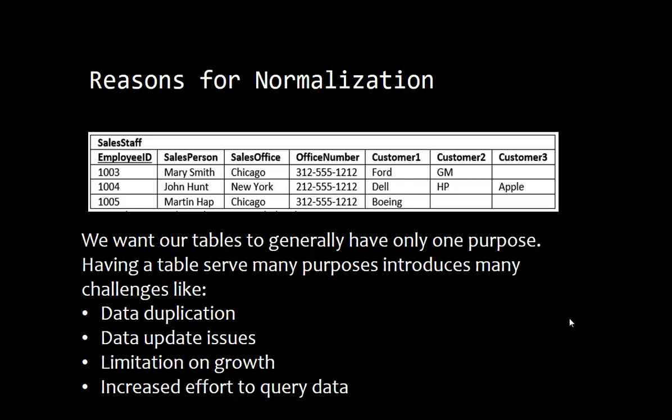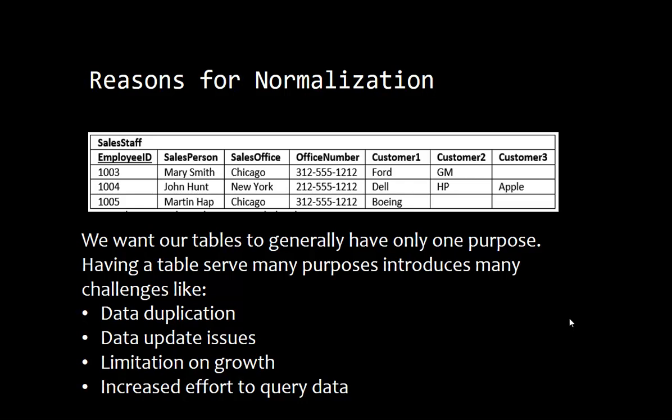Data update issues. What happens if all of a sudden the sales office in Chicago changes its phone number? We have to now modify that in every record that has Chicago on it. That might not be a big deal when we only have 3 rows here, but if we have 1,000,000 rows, it could be an issue.